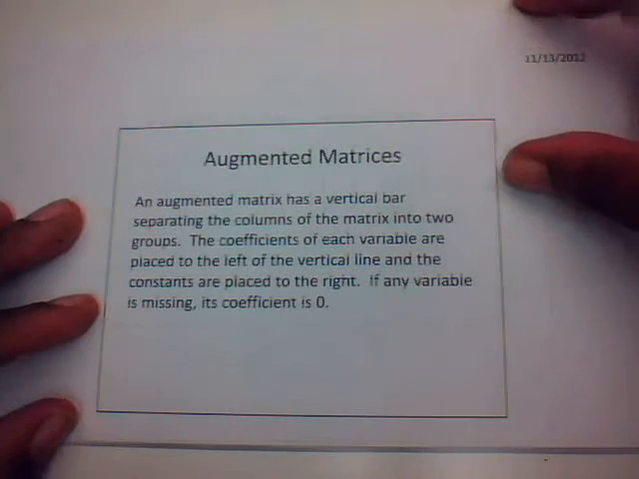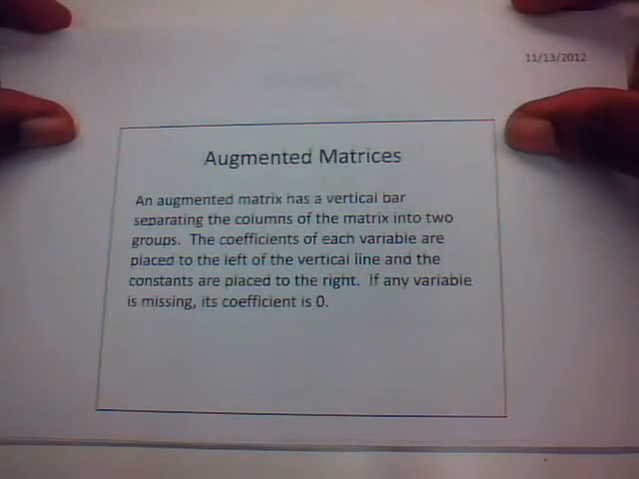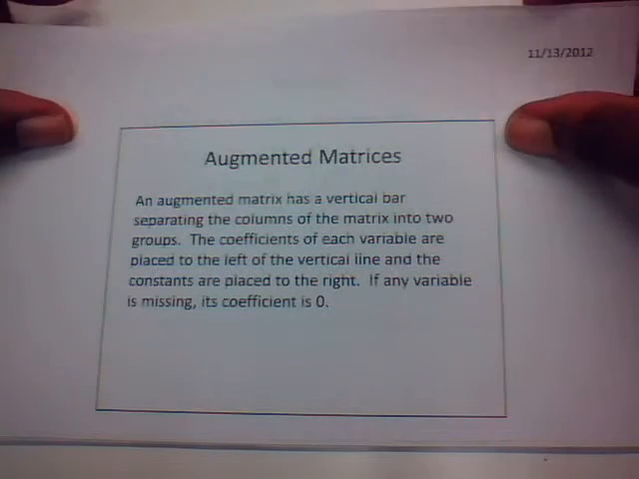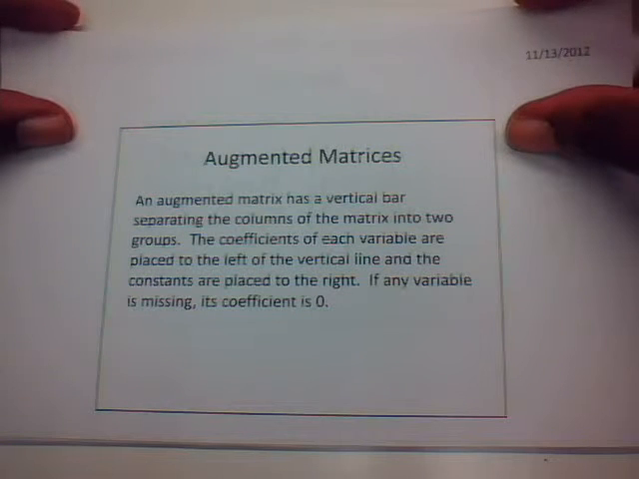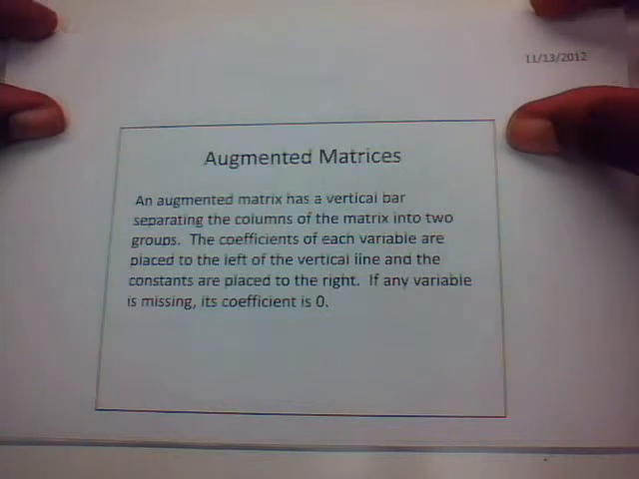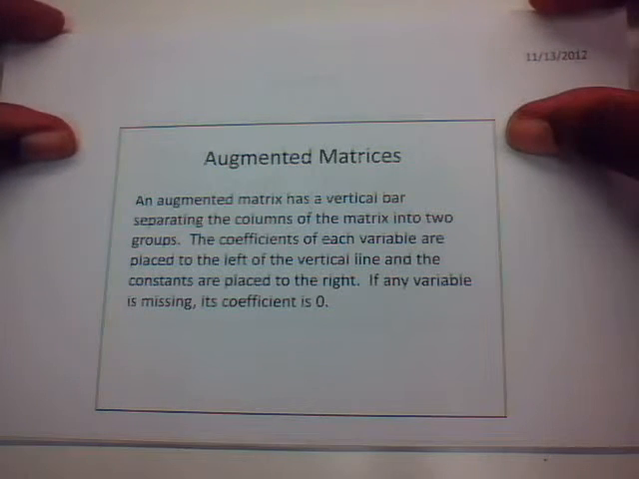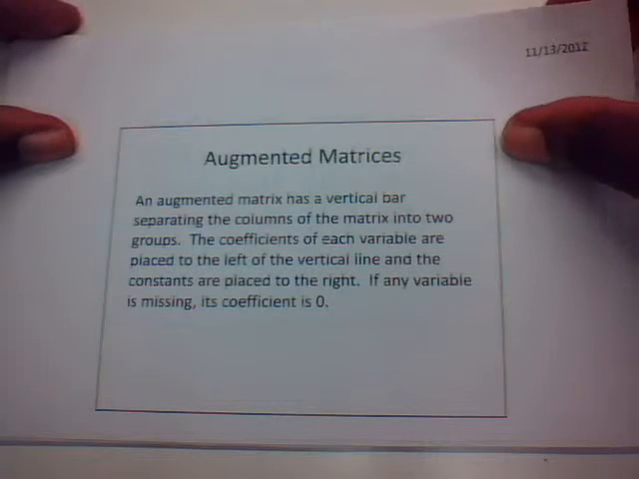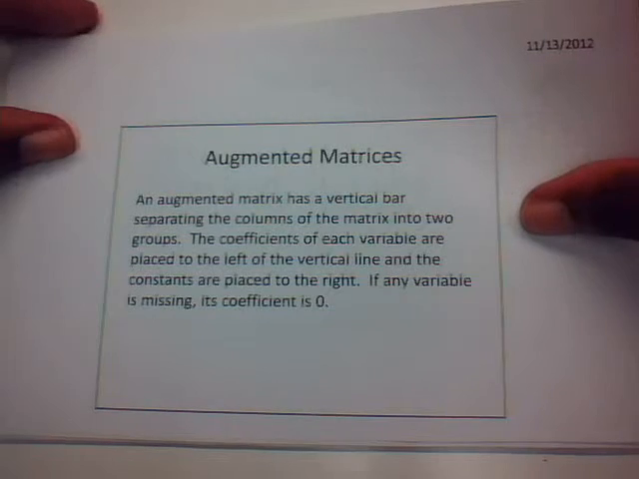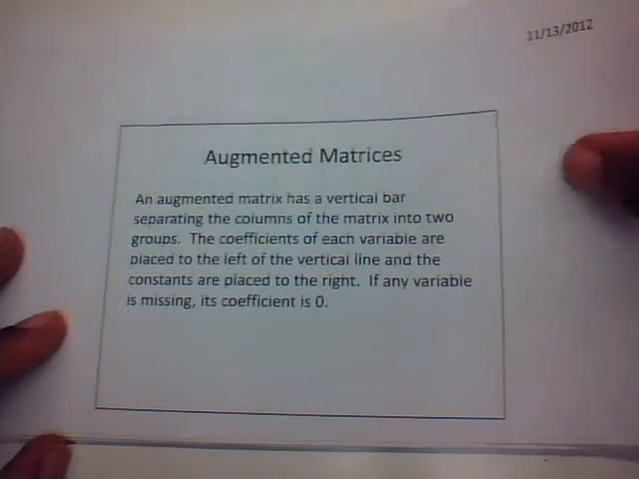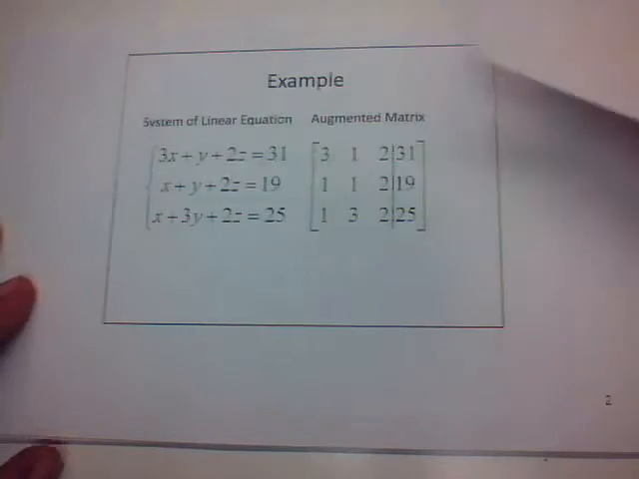Okay, an augmented matrix has a vertical bar that separates the columns of the matrix into 2 groups. The coefficients of each variable are placed to the left of the vertical line, and the constants are placed to the right. And if any variable is missing, then that means that its coefficient is going to be 0.